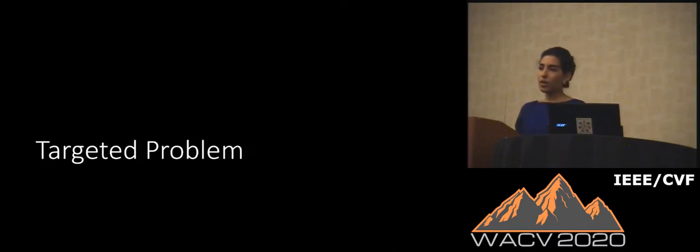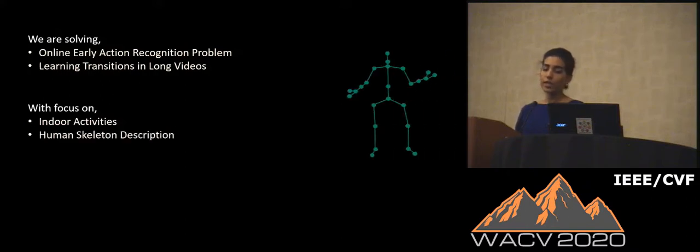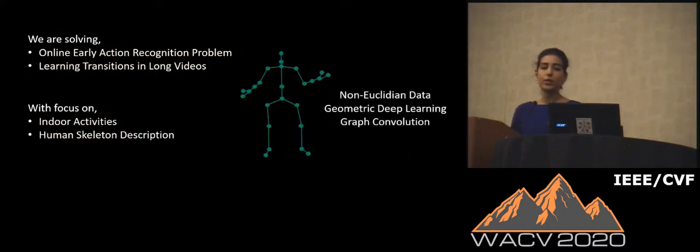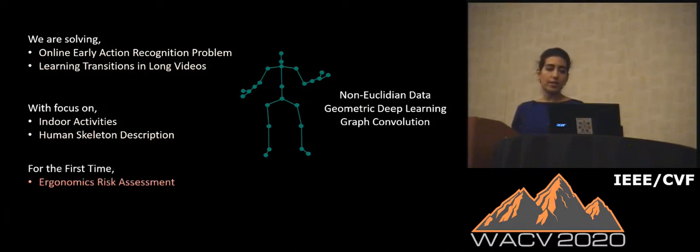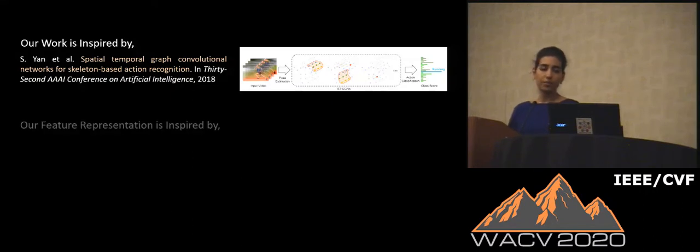So the problem that we're targeting in this work is the early action recognition problem for long duration videos. We are focused on indoor activities, and we are using human skeletal description, and since this is non-Euclidean data, we are using graph convolutions to find the feature descriptions. And for the first time, we are using this technology to analyze human posture, and our work is inspired by ST-GCN, but we are transforming this method to be compatible for online action recognition problems.